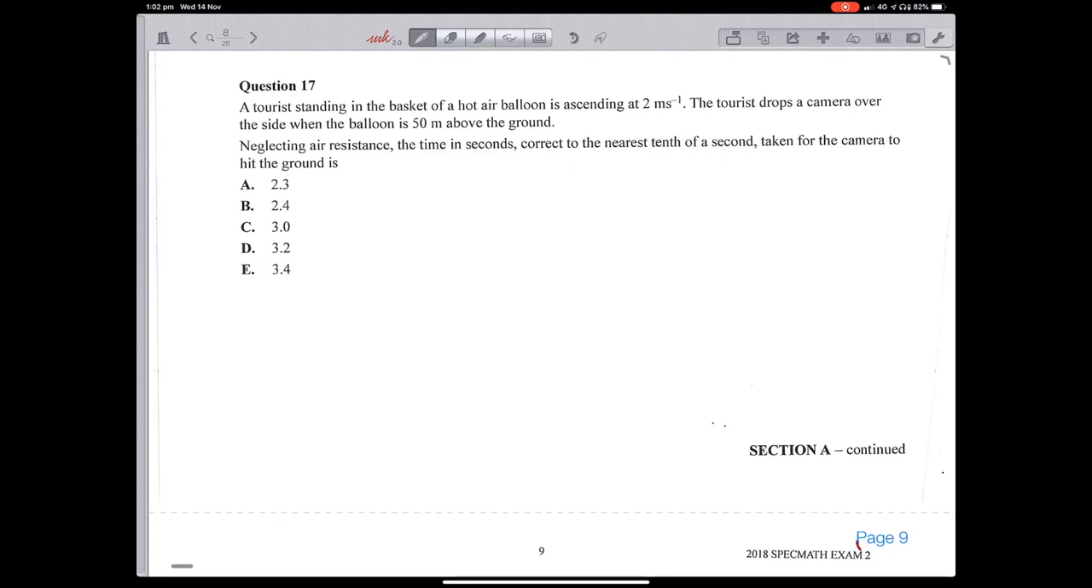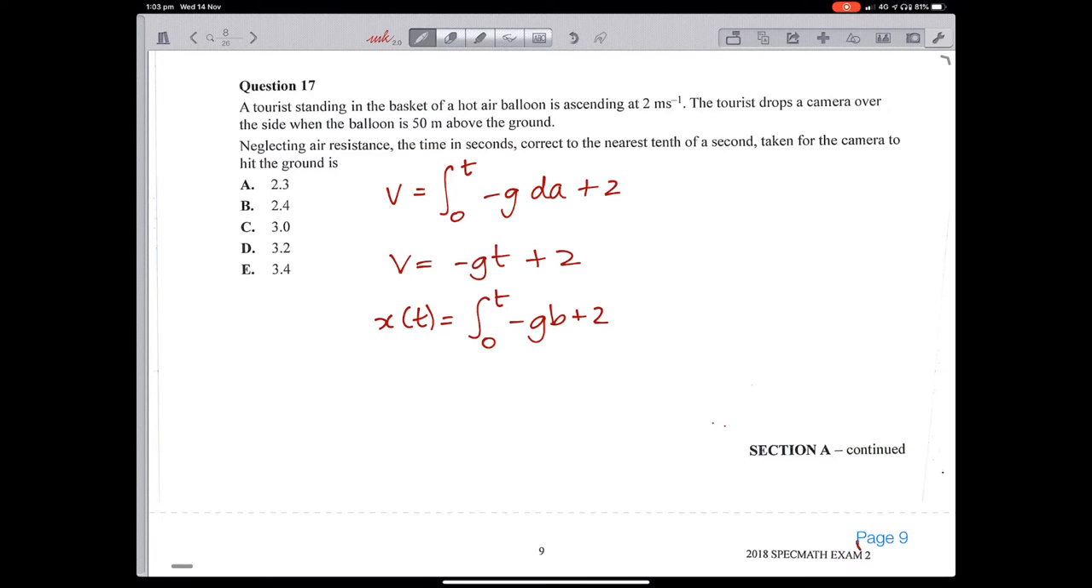We know that our acceleration is negative g. So if we want to find our velocity, it's the integral from 0 to t of negative g dt plus 2, because it's already moving at 2 meters a second relative to the hot air balloon. So from here we're going to get negative g t minus 0 plus 2. So that's our velocity, and then we want to find our displacement. So we're going to have x of t is equal to the integral from 0 to t again, and we'll change this to be negative g b plus 2 db.